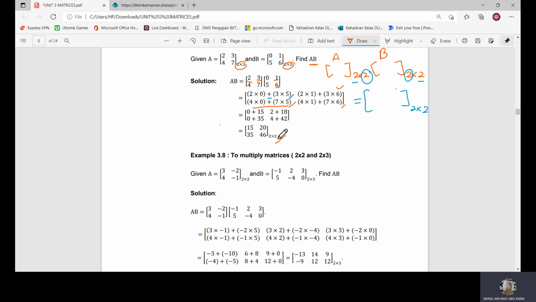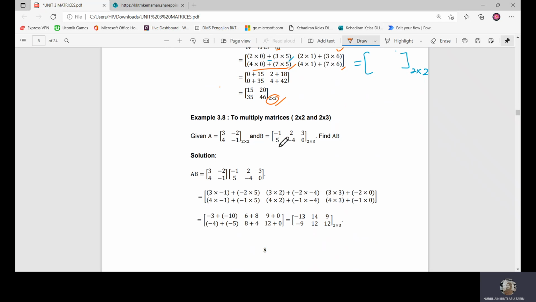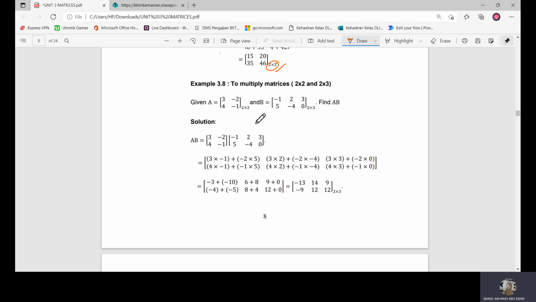So this is the answer at the end, and you can see that the dimension of the matrix at the end is 2 by 2. Look at this one. This one is 2 by 2 and this is 2 by 3. You can multiply these as the middle values are the same, and the final answer is going to be 2 by 3.